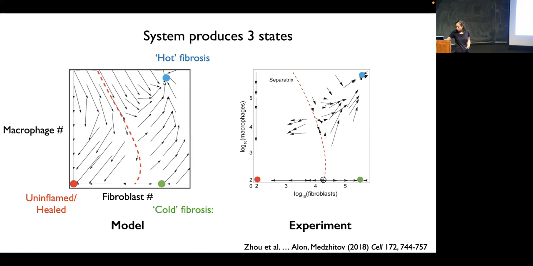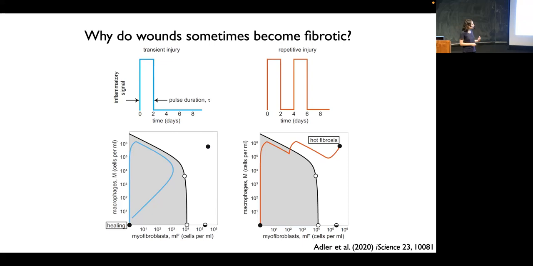What does this picture give us? So first of all, it gives a suggestion about why some wounds become fibrotic. Under ordinary circumstances, when you get a wound, there's some kind of transient inflammatory signal which drives in a population of macrophages. But ordinarily, this signal resolves. And so this population of macrophages is left without any fibroblasts to feed it. And so it'll just crash.